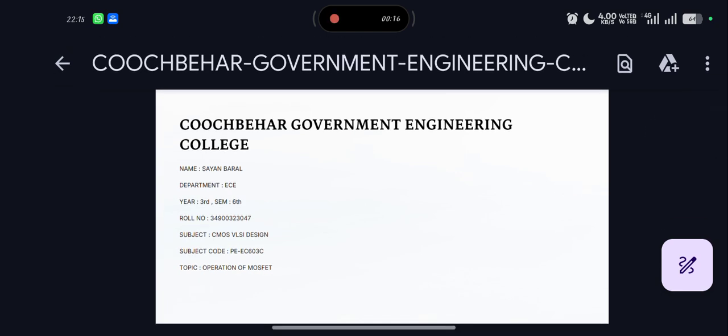Today my topic is operation of MOSFET. Let's start by understanding why MOSFETs are so important. Almost every electronic device we use today, mobiles, laptops, chargers, processors, depends on MOSFETs. They act like smart switches that can turn circuits on and off very efficiently.